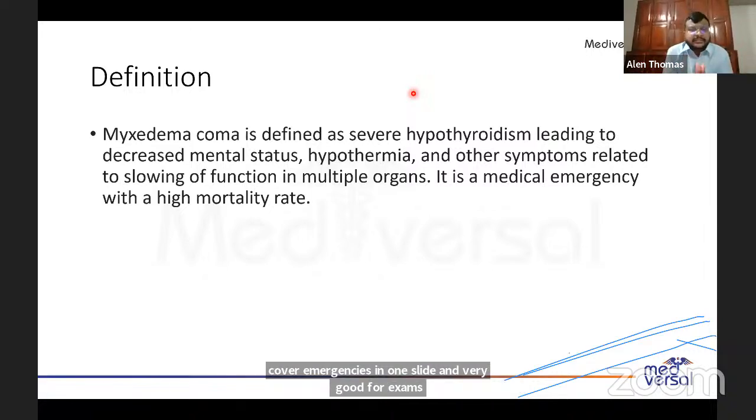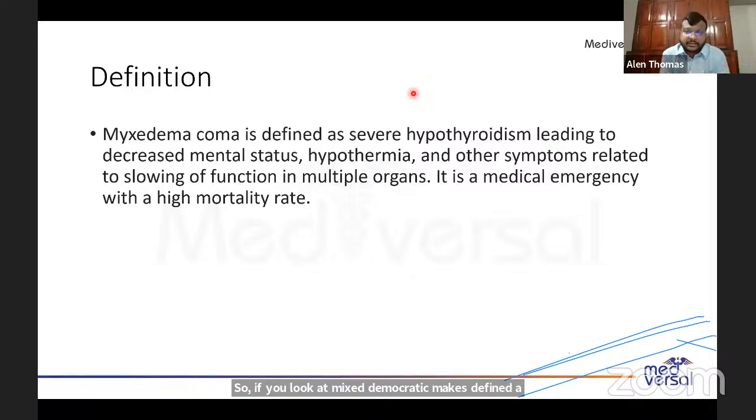So if you look at it, myxedema coma is defined as severe hypothyroidism, where TSH is high, leading to decreased mental status, hypothermia, and other symptoms relating to slowing of functions in multiple organs. It's a medical emergency with a high mortality rate. So myxedema coma should not be underestimated. You have two major things in thyroid: hypothyroid or hyperthyroid. Here we're looking at the endocrine emergency associated with hypothyroidism.